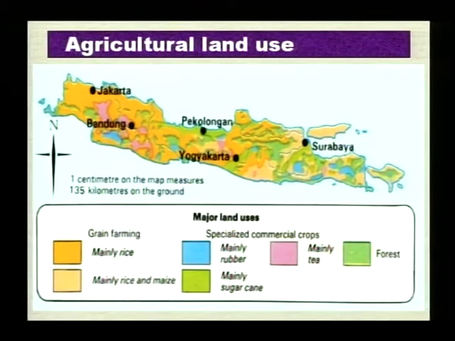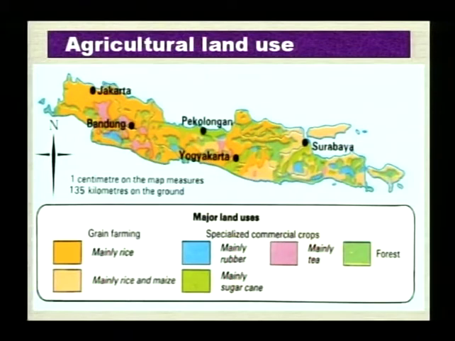Then you also have some specialized commercial crops grown there. If they are commercial, that means the crops are grown for sale. If it is not going to be for sale, then what type of farming will be practiced? The opposite of commercial is subsistence, yes. So the type of farming can be intensive, extensive, arable, pastoral, commercial, or subsistence.